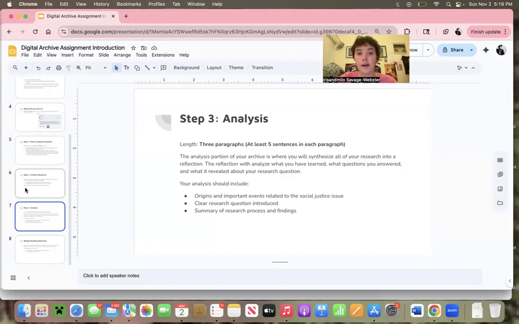Your analysis should include origins and important events related to the social justice issue you selected, a clear research question that's introduced, and then a summary of research and process and findings that you completed throughout the week.